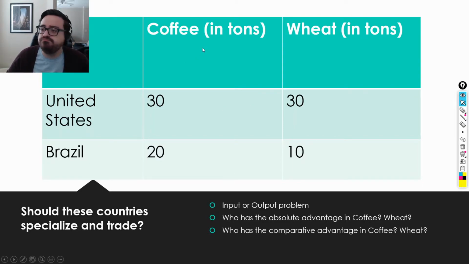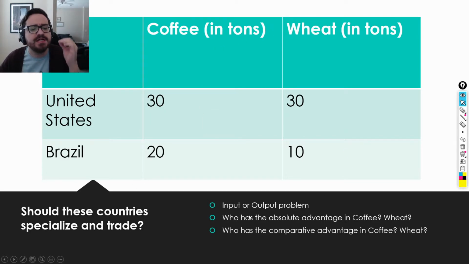Okay? We'll show you how that could be beneficial. But first, in order to do this problem, we have to do the stuff from before. So first, input or output problem. As a heads up, there's no statement above this, so you can assume that this is the actual amount of coffee and wheat being produced. Who has the absolute advantage in each, and who has the comparative advantage in each?